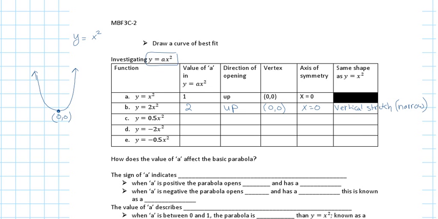All right. Now, what's the A value for C? 0.5. Direction of opening? Up. Vertex? Axis of symmetry? X equals 0. And then it's a vertical compression.